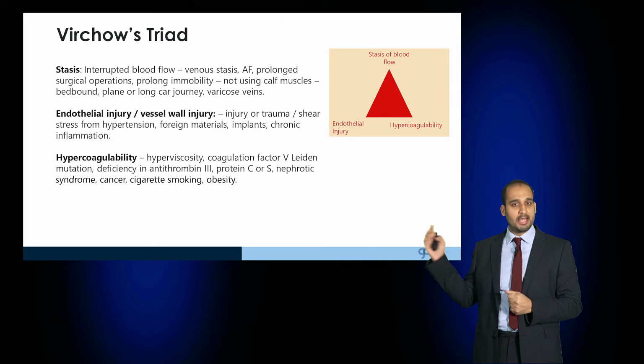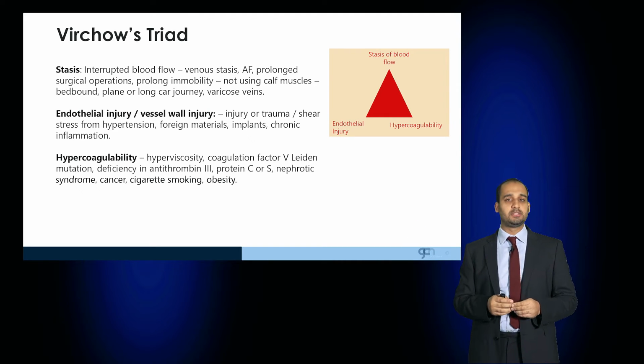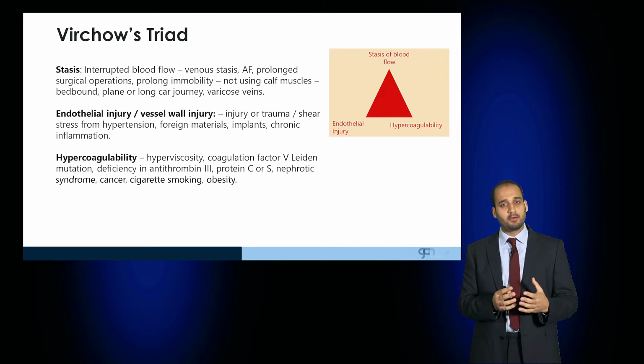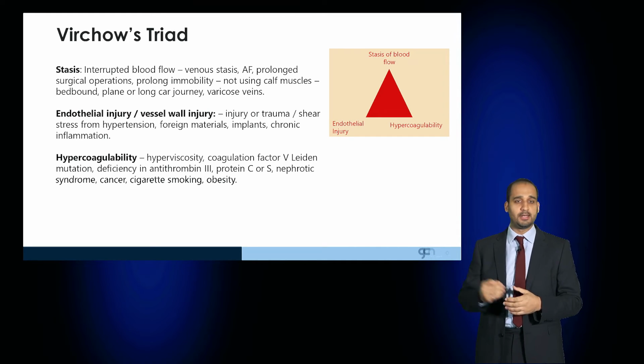The second component, endothelial injury, can be as a result of trauma, shear stress from hypertension, foreign materials, implants, or chronic inflammation.